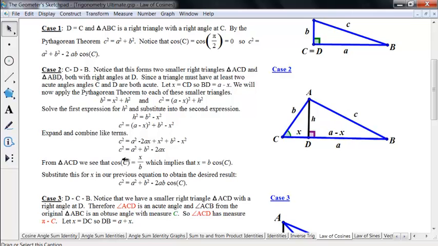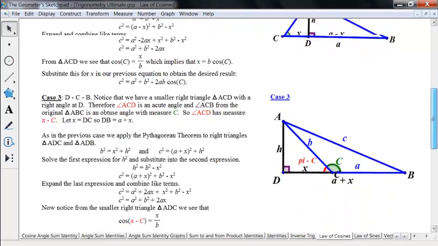Now we've got to figure out what x is, in terms of a, b, and c. The cosine of angle C from this little triangle here is x over b. So from that we see that x is b times cosine of angle C. Put that back in place of the x here and we have our result that c squared equals a squared plus b squared minus 2ab cosine of C.